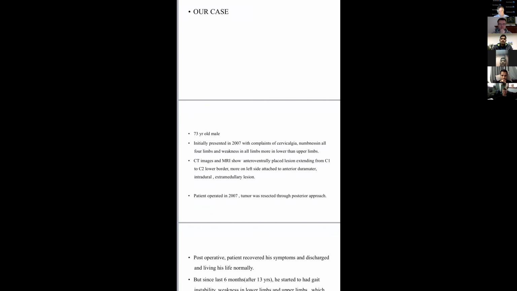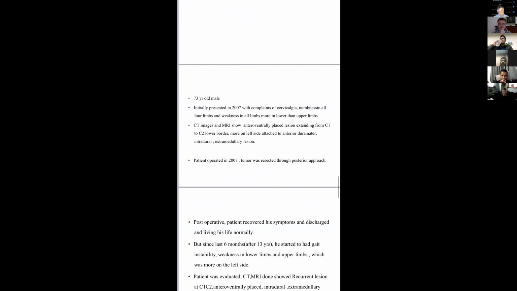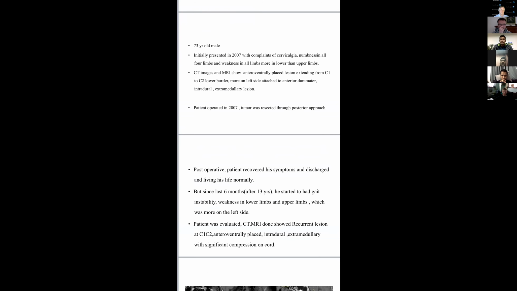Patient was operated in 2007 and the tumor was resected through a posterior approach. Post-operatively the patient recovered from his symptoms, was discharged and lived his life normally. But for the last 6 months, from around October 2019, after 13 years of the first surgery, he started to have gait instability, weakness in lower limbs and upper limbs, which were more on the left side.